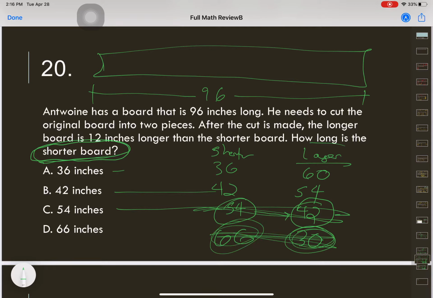So let's look at these 2 options right here. After the cut is made, the longer board is 12 inches longer. So if I add 12 to each of these, which one gives me the right thing? 36 and 12 will give me 48, not 60. 42 and 12 gives me, guess what? 54. So B is the correct answer.